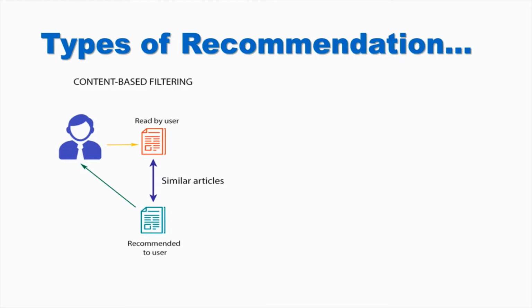Suppose you search for machine learning tutorials on YouTube and watch some of them. Next time when you reopen YouTube, you see different ML tutorials from different channels being recommended to you, or other content of the channel that you have watched earlier. So this is basically content-based recommendation. Based on the content you like, recommendations are made.